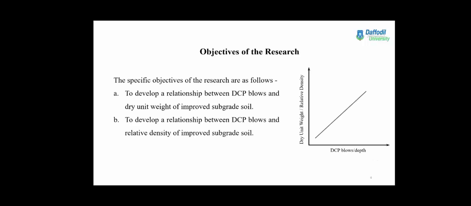Our thesis topic is the application of dynamic cone penetrometer for the quality control of improved subgrade layer. The specific objectives of this research are to develop a relationship between DCPT value and dry unit weight, as well as DCPT value and relative density of improved subgrade soil. For any given value of DCPT, dry unit weight and relative density can be estimated from the relationship. The relationship can be used for quality control of improved subgrade layer.